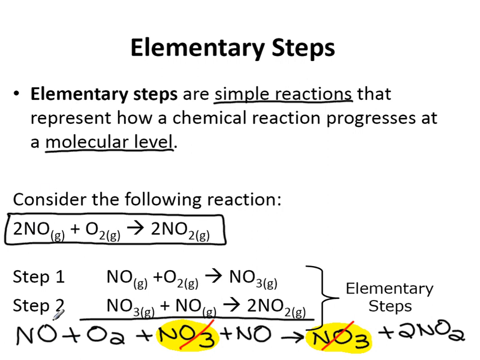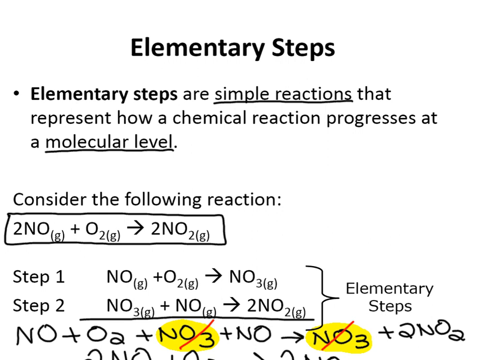But that's because the nitrogen monoxide is split up. There's 1 mole here and 1 mole over here. So if we were to combine them, we would get 2 moles of nitrogen monoxide. There's our oxygen gas. And guess what's left on the other side? 2 moles of nitrogen dioxide. So those 2 steps do add together and give us our overall equation.